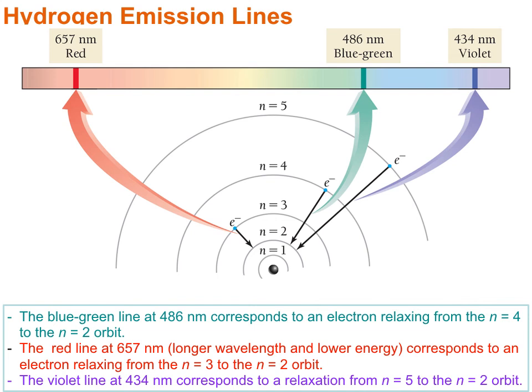And then finally, the violet line at 434 nanometers corresponds to the highest energy relaxation, where we have an electron on the n equals 5 energy level, and it's relaxing back down again to the n equals 2. That's an overall change, delta n, of 3 different energy levels that it relaxes back down. So hence, it is the highest energy relaxation of an electron of the hydrogen atom. And that is why we get these 3 different lines.